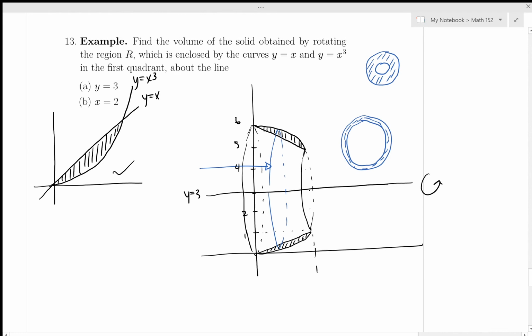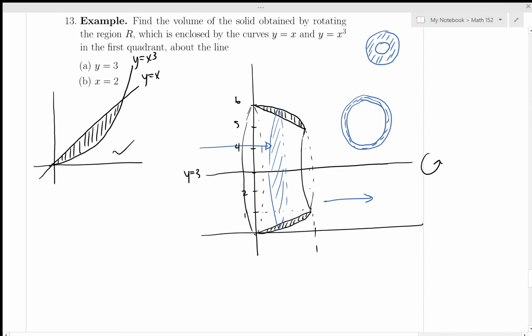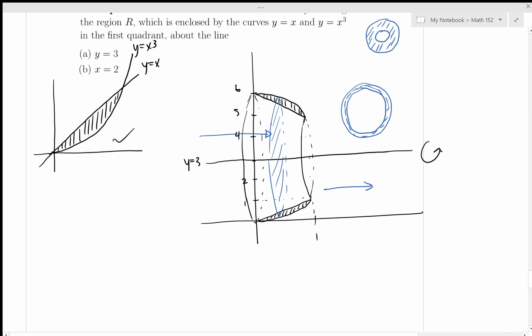So what we're going to want to do is add up all of those washers. You'll notice the washers are oriented this way, like this. That means we have to integrate in this direction. So how are we going to do this? What is the cross-sectional area? My first thing is to identify the cross-sectional area. What does that look like?